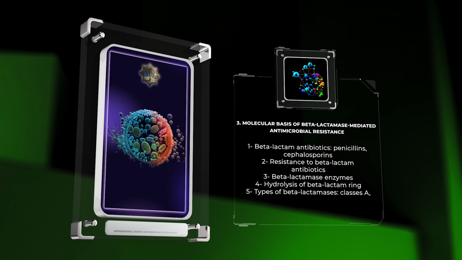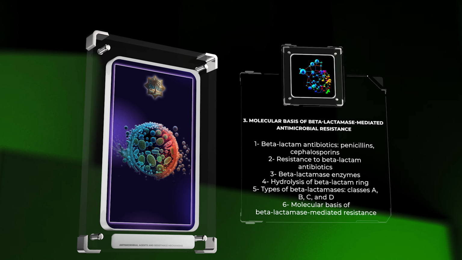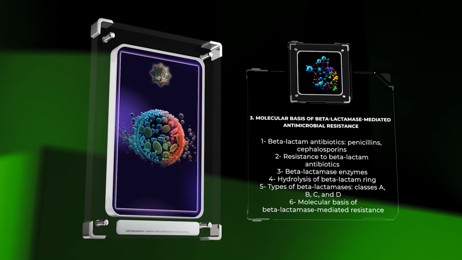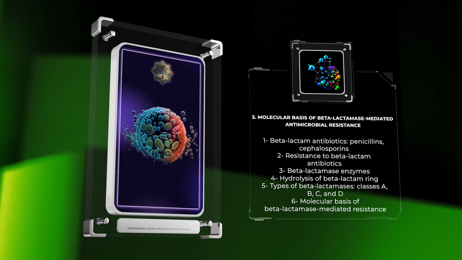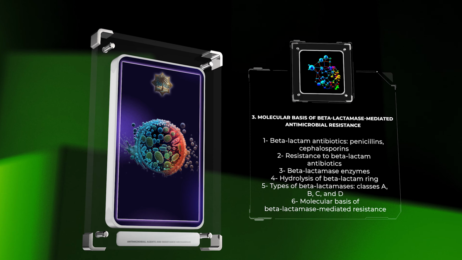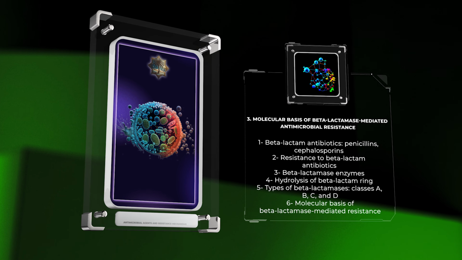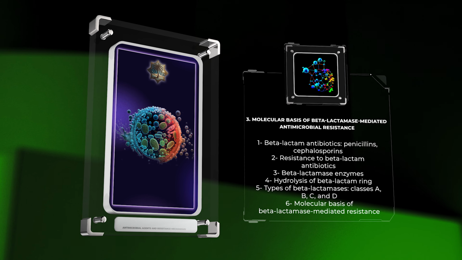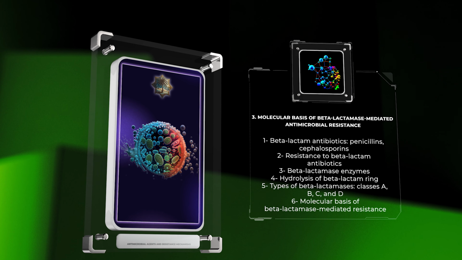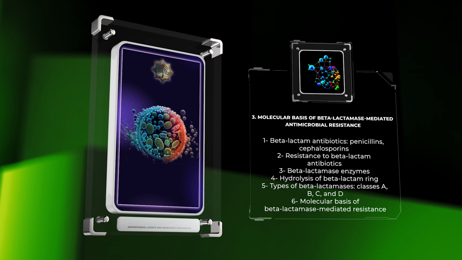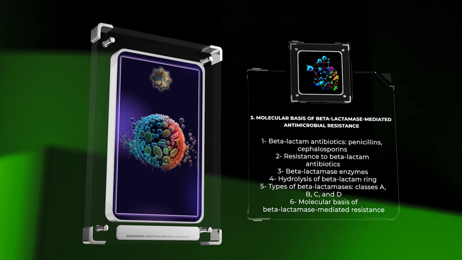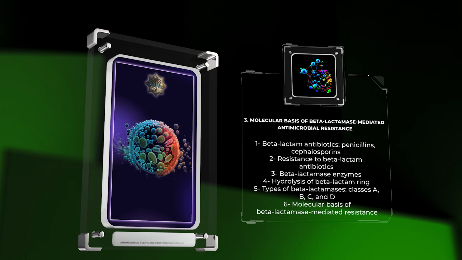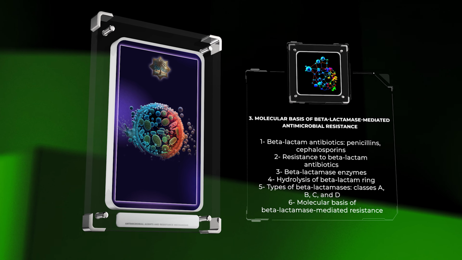Beta-lactam antibiotics, such as penicillins and cephalosporins, are one of the most widely used classes of antibiotics. However, resistance to these drugs has emerged due to the production of beta-lactamase enzymes by bacteria. Beta-lactamases can hydrolyze the beta-lactam ring, rendering these antibiotics ineffective. There are several types of beta-lactamases, including classes A, B, C, and D, each with their unique mechanisms of action and resistance profiles. Understanding the molecular basis of beta-lactamase-mediated resistance is crucial for developing inhibitors and new beta-lactam antibiotics to combat this form of resistance.